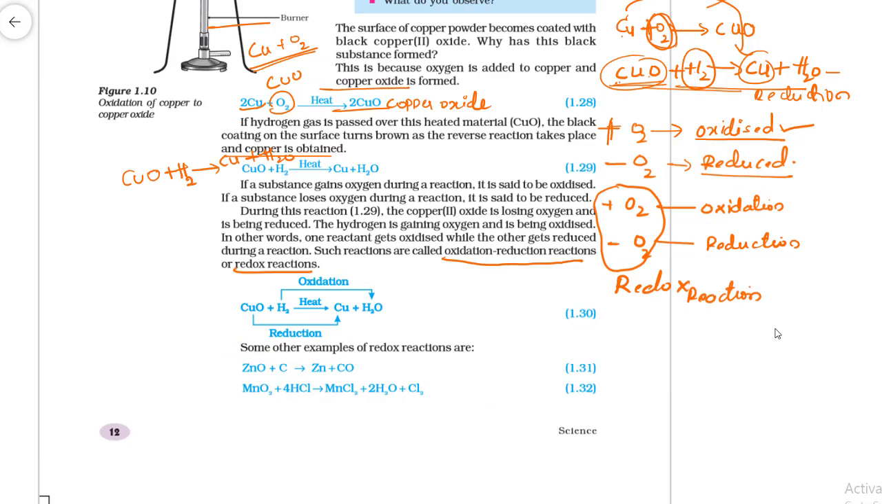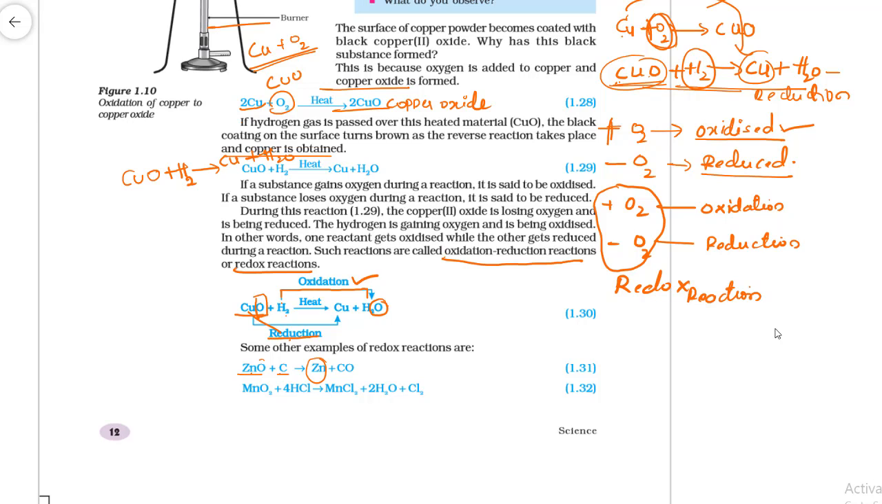So coming to the same example, what happened here? CuO, copper oxide, when it went through the hydrogen gas, what happened? The copper lost its oxygen, so we are going to call this reduction. And when hydrogen gained oxygen here, we are going to call this oxidation. This is nothing but oxidation and reduction. Coming to a few more examples, zinc oxide reacts with carbon to form zinc and carbon dioxide.